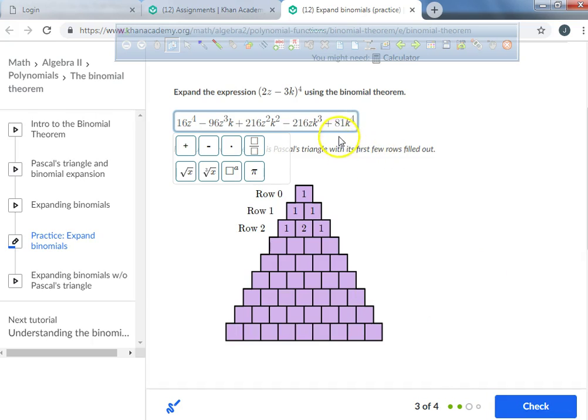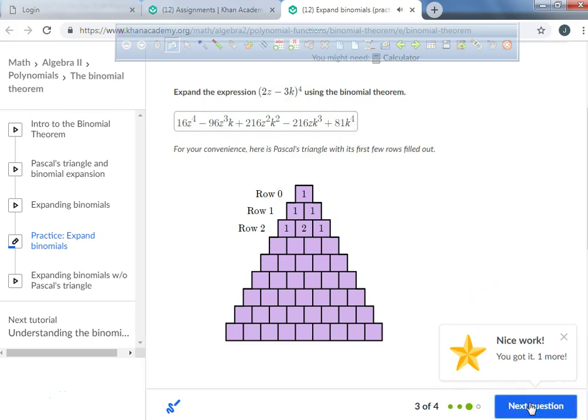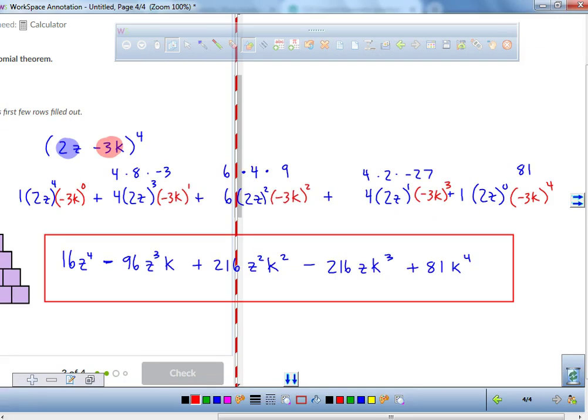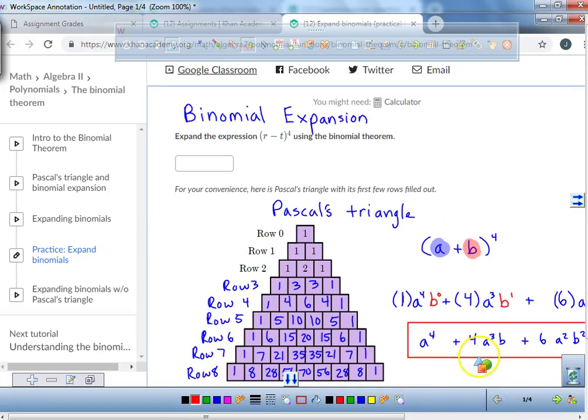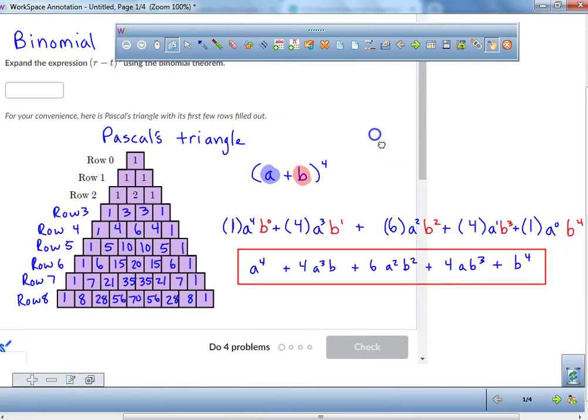Does everybody understand why we have a positive there at the very end? Because when you take a negative and multiply it by itself 4 times, it becomes a positive. All right, there you go. You should have 4 good examples. I'm going to go ahead and end it right here with looking at Pascal's triangle. That right there is binomial expansion.